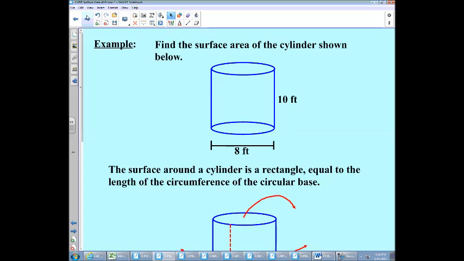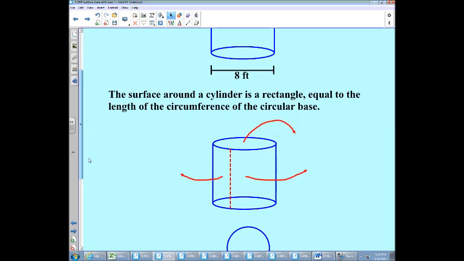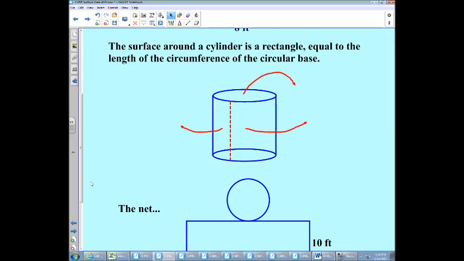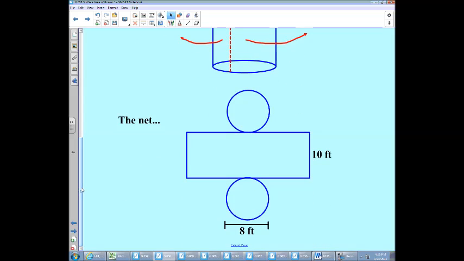The cylinder, remember, is kind of a special case. The surface area of a cylinder is obviously 2 circular bases, but this lateral face that wraps around it is a rectangle, and that rectangle is exactly long enough to reach around your circular bases one time. That's circumference.